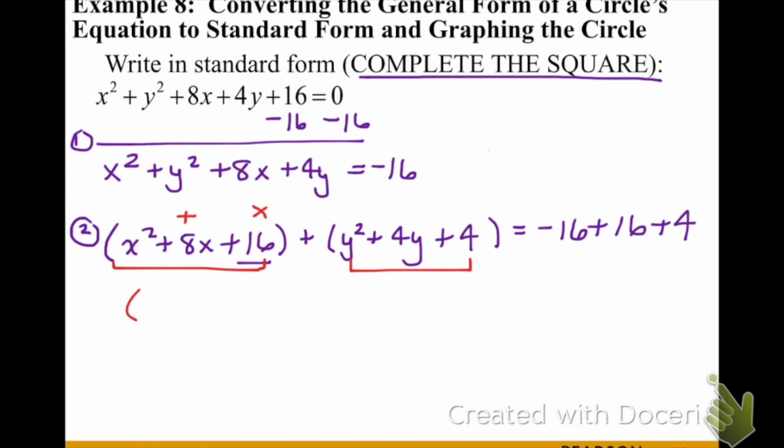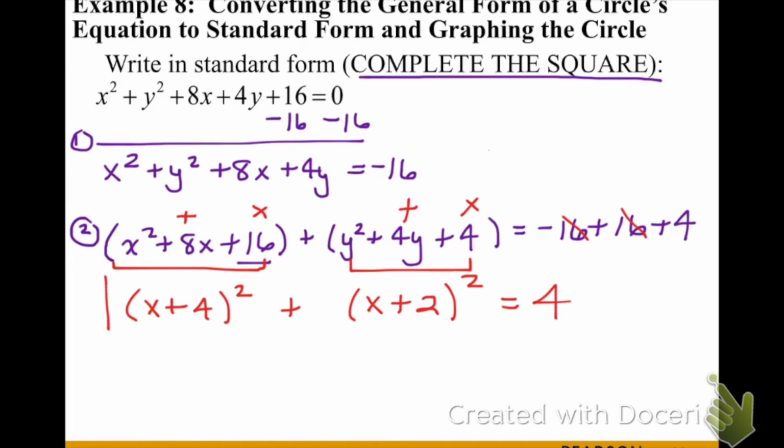Another way of thinking about it is if we're trying to use our trinomial factoring, we would need two numbers that multiply to 16 and add to 8. But in this case, that would just be x plus 4 and x plus 4. So we can write that as (x plus 4) squared. Similarly, if we're trying to think of two numbers that will multiply to 4 and add to 4, well, that will be positive 2 and positive 2, giving us, in this case, (y plus 2) squared.